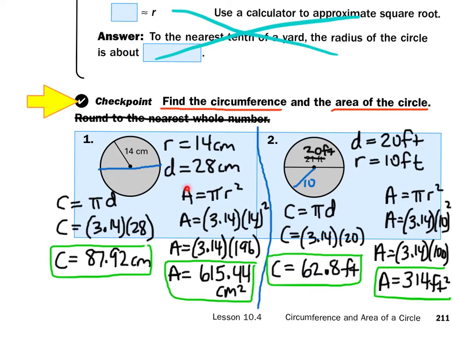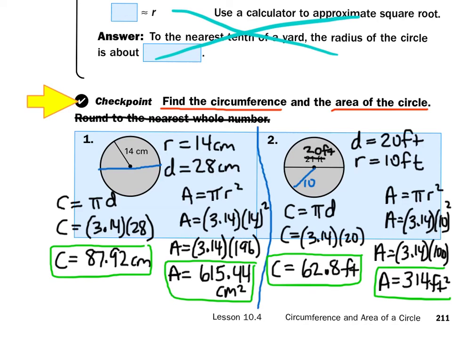Okay, now for the area. Area equals pi times the radius squared. So put 3.14 in for pi, and remember the radius was 14. Put 14 to the second power. We always do the powers first, so 14 squared is 196. And then 196 times pi is 615.44. And remember, for area, it's centimeters to the second power.